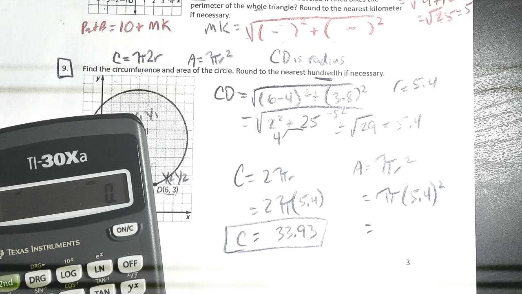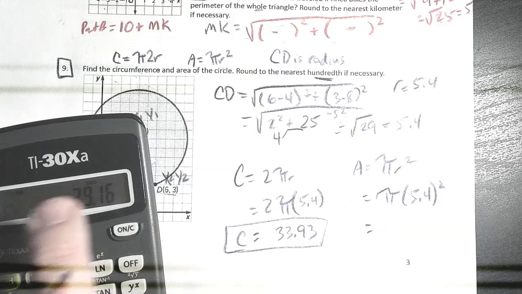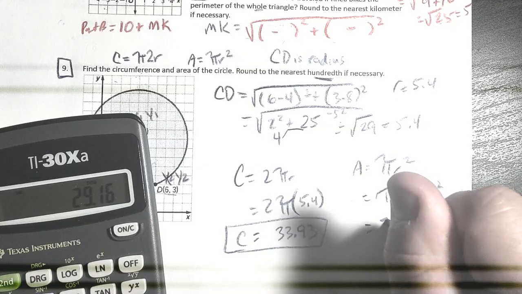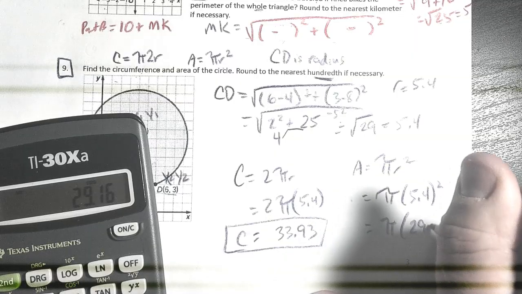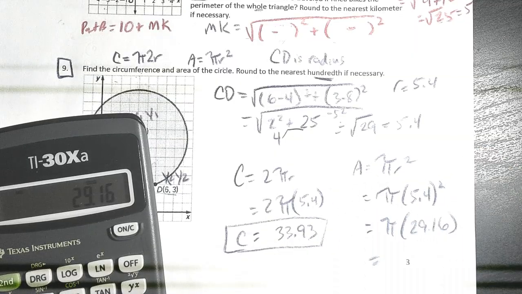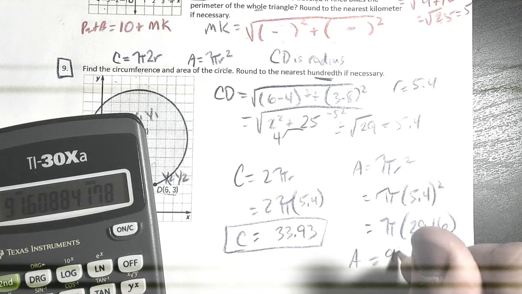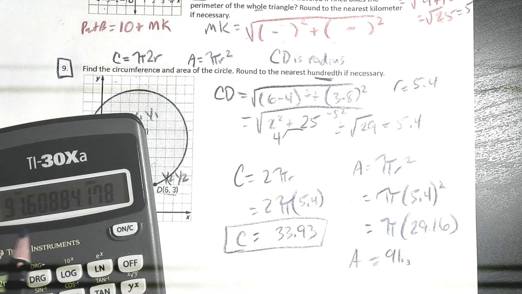All right, clear it. Now pi times 5.4 squared. So if you wanted to, you could say pi times 29.16. Then you hit equals, and that's where the area is going to be 91 point. So they want the hundredth, so we want to go 91.61.